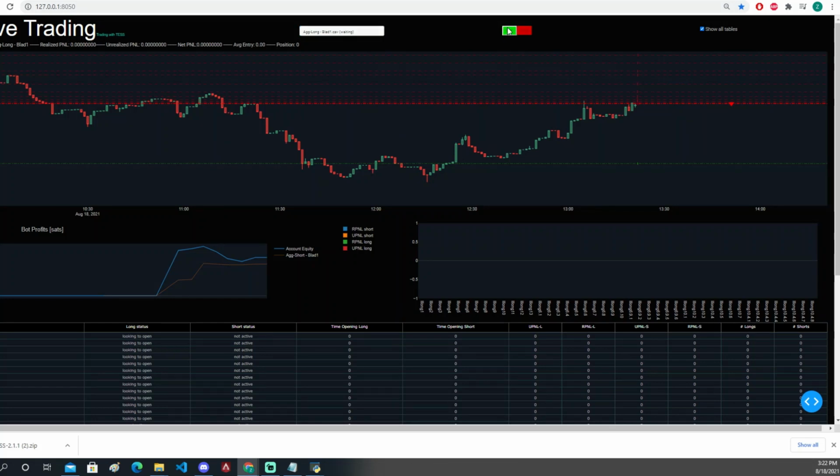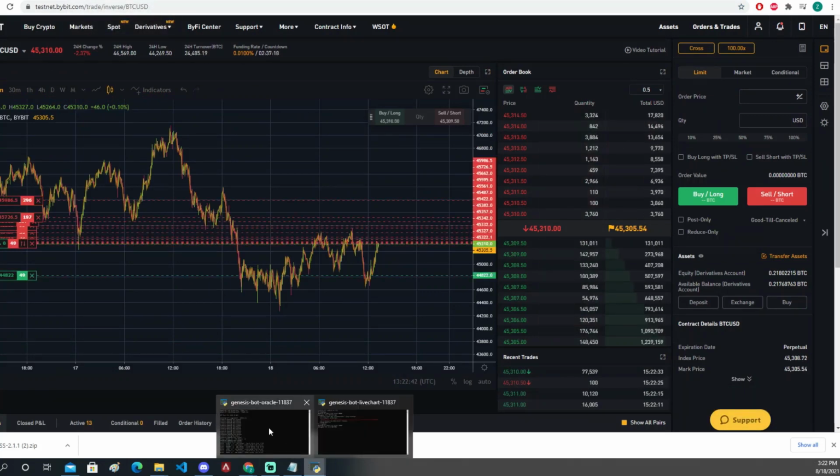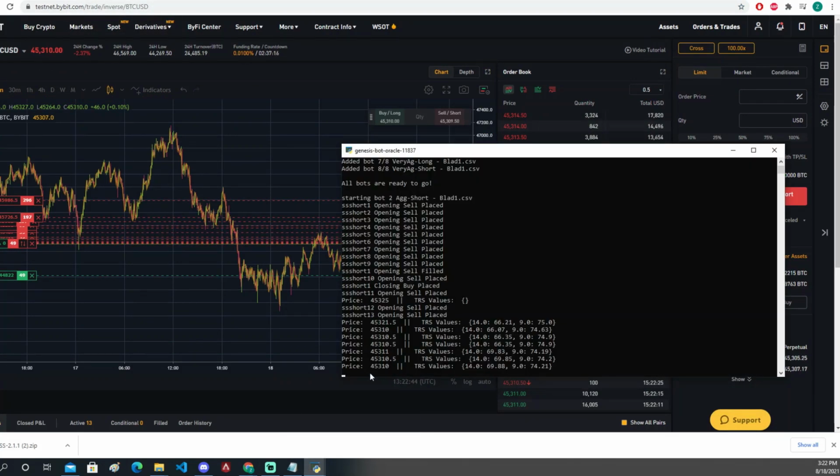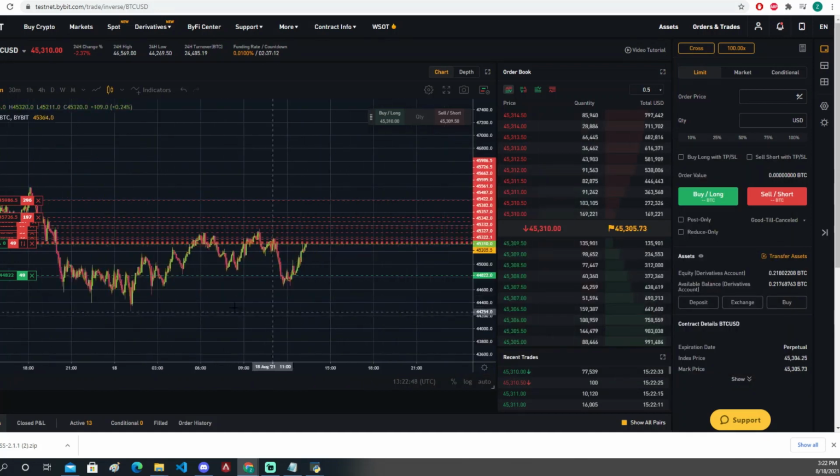I'm also going to start a long bot. There we go. It should also start placing longs. We can have a look here to confirm that the table has actually started. Yeah, there we go. It's starting.